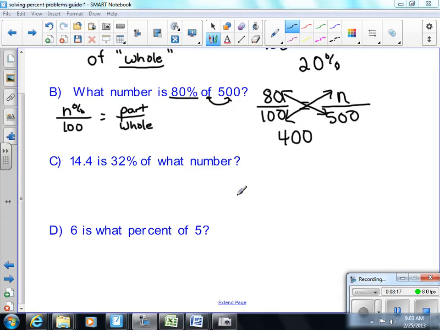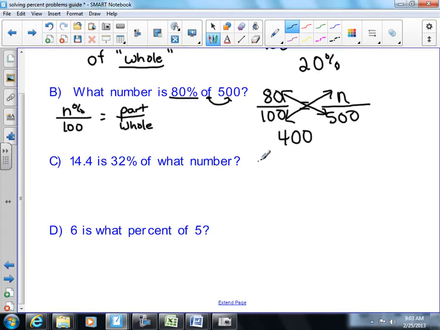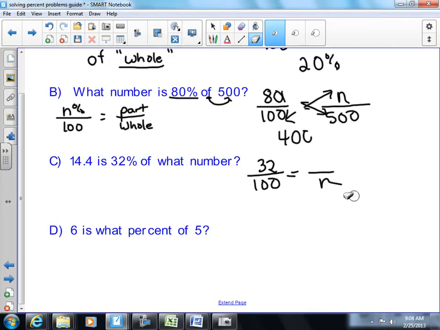Okay, the trick here is I always ask myself first, as I set up, do I know the percent? Yeah, so it's going to be 32 over 100. Remember, I'm thinking this in my mind. Now I have to decide, do I know the part or the whole? Well, I found the word "of." Do I know what comes after "of"? No, so that's where my n goes. My n is the whole. So then where does the 14 and 4/10 go?